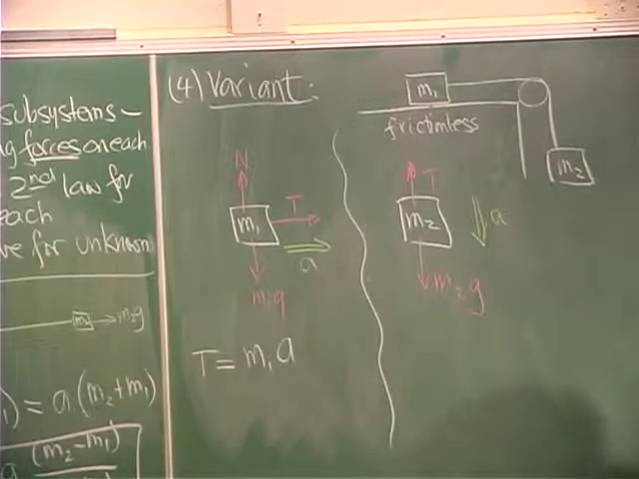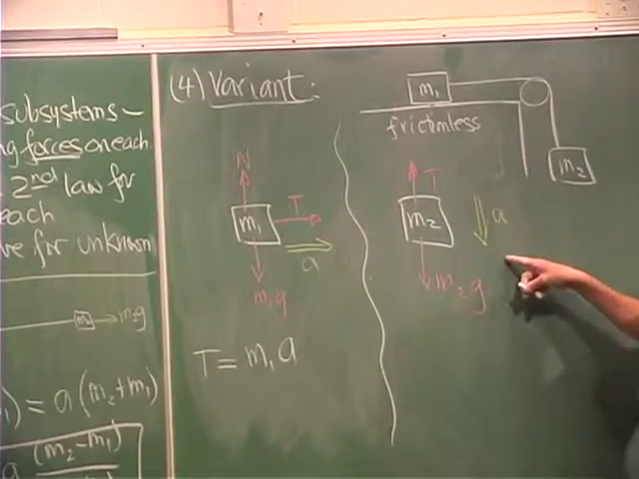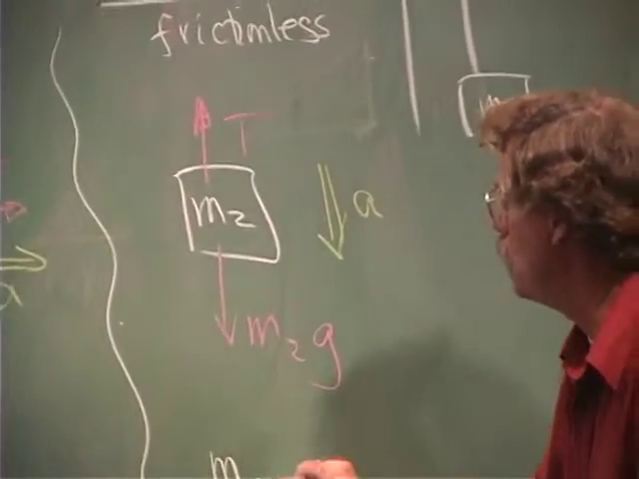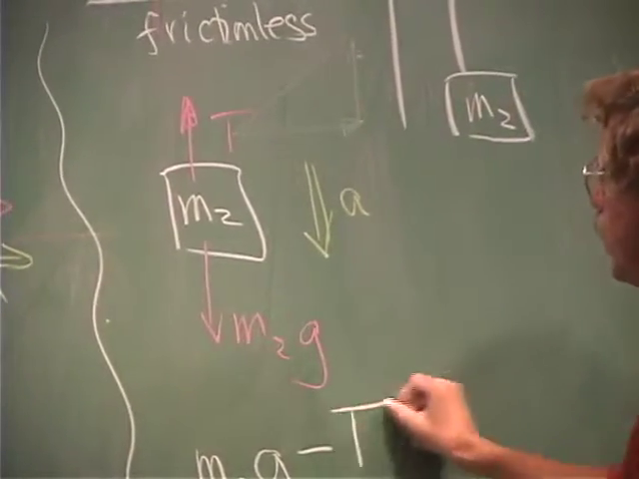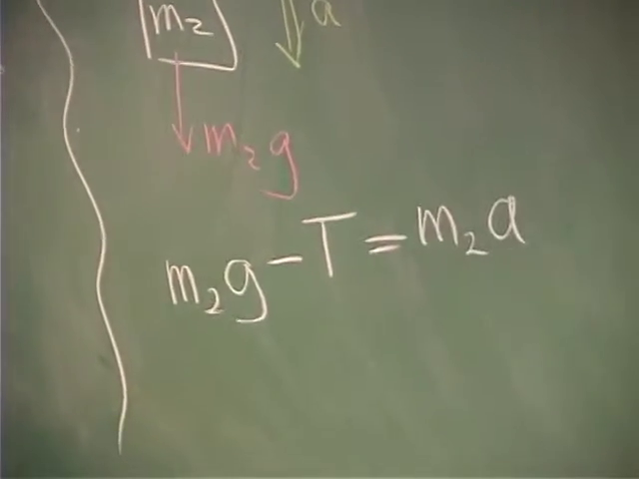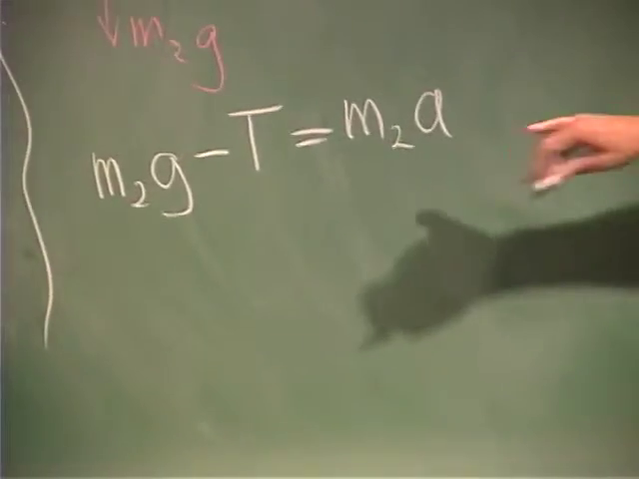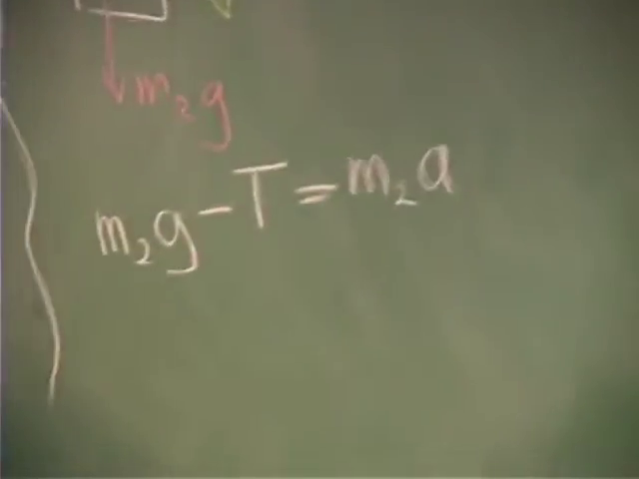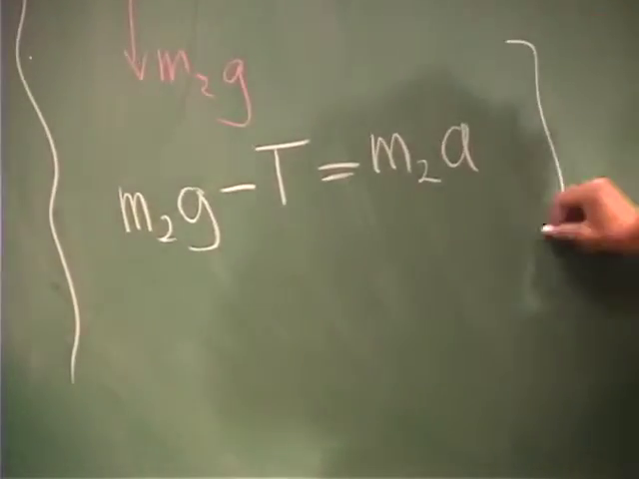Simple as that. Now I come to this one here. Forces acting on it in the positive direction: m2g minus T acting up is equal to m2 times a. Not m1 plus m2, just m2. That's the mass of that object. Now I put the two together.